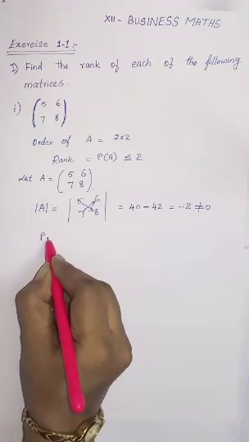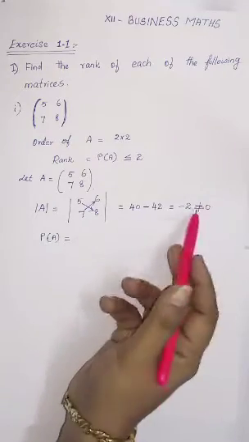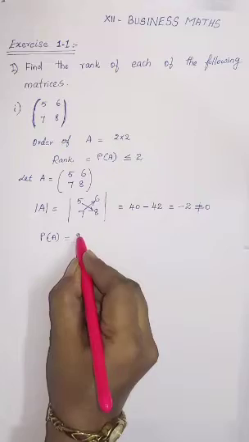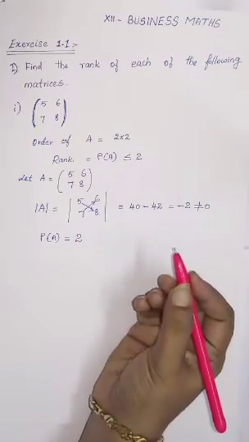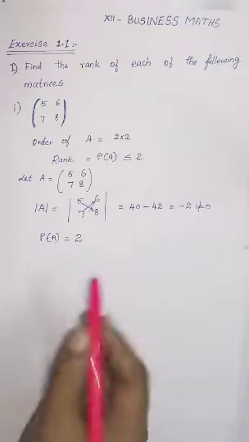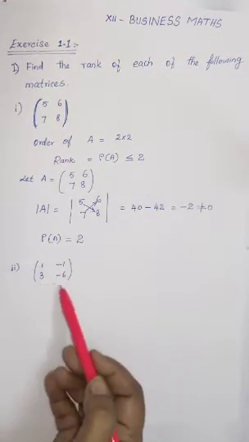Therefore you can declare your answer, rho of A, that is nothing but your rank, is equal to 2, since in the 2 by 2 matrix we are getting a nonzero value. Therefore rank is equal to 2, that is rho of A is equal to 2. So this is the answer for your first question, first subdivision. Second question, 1, minus 1, 3, minus 6.